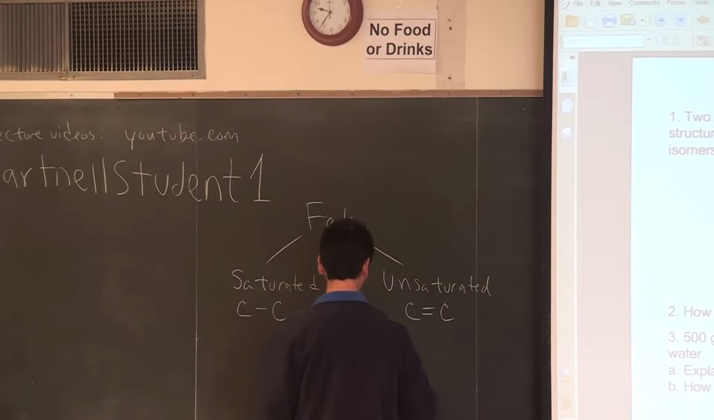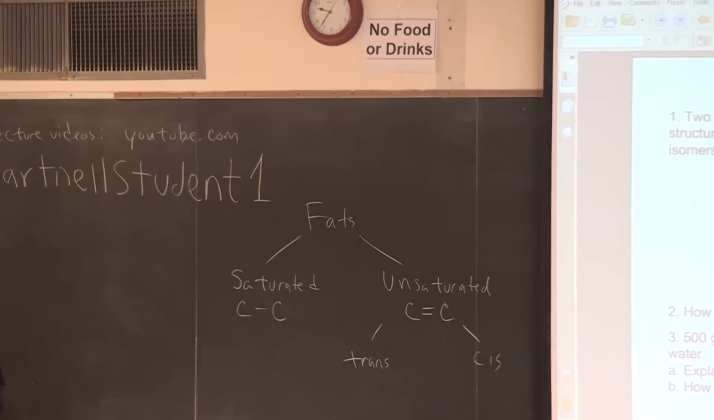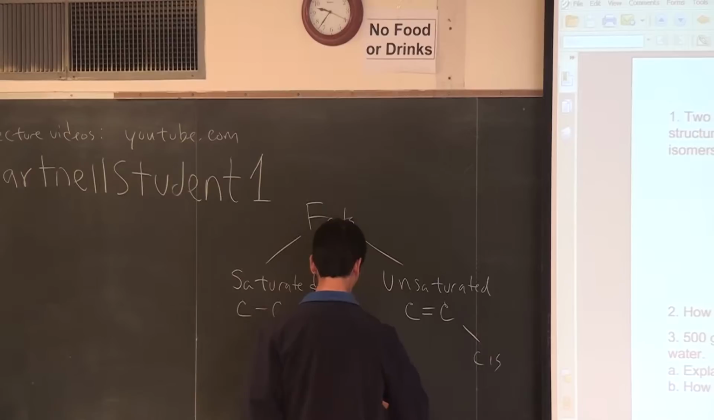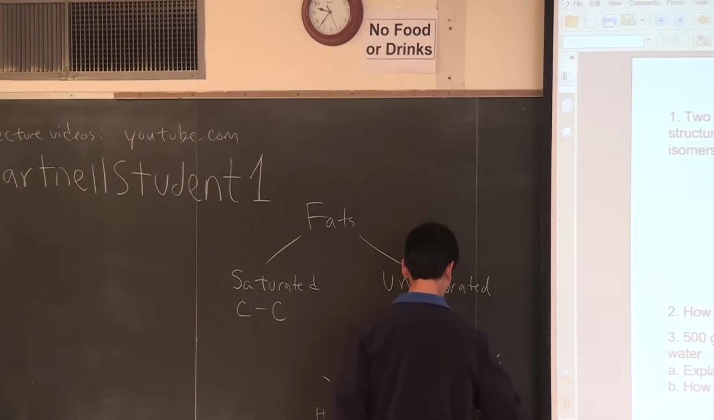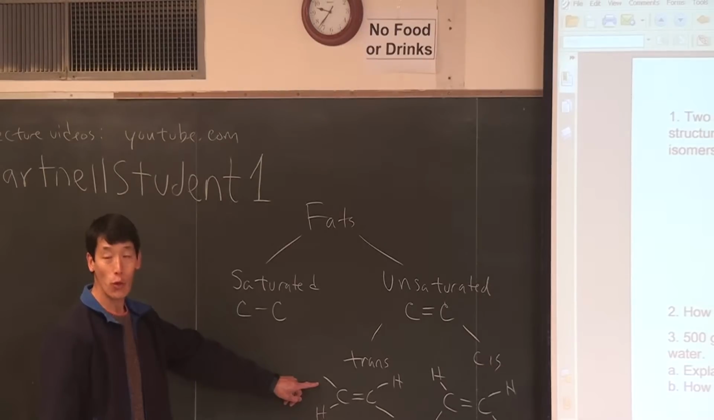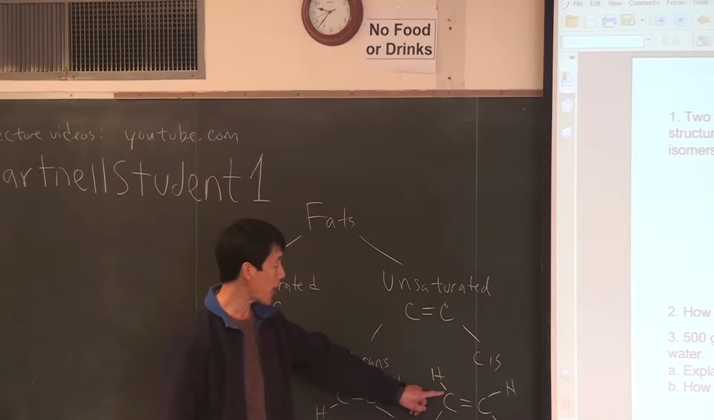The trans and the cis. Note that cis and trans are types of isomers. Are they structural isomers or stereoisomers? Cis and trans are stereoisomers. Now note that with the trans fats, these are similar to saturated fats in that the shape is straight. Whereas with the cis fats, because of the cis orientation, there is a bend. So these molecules bend.